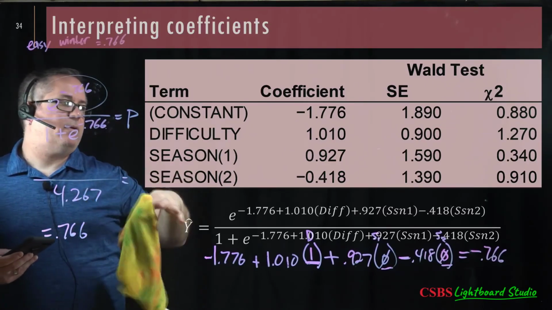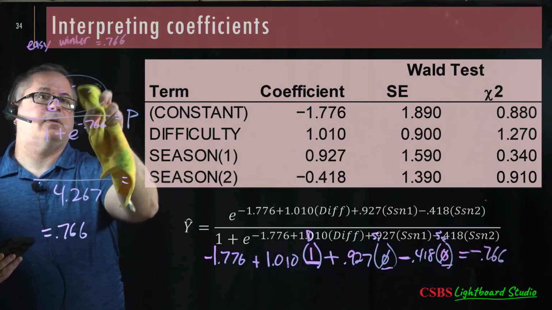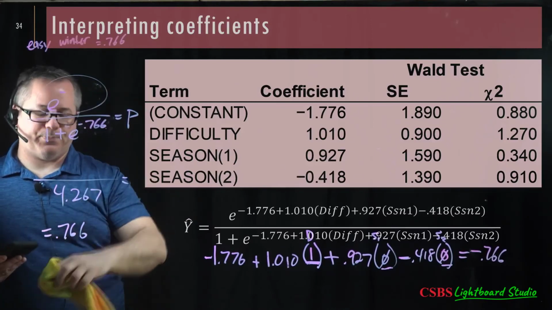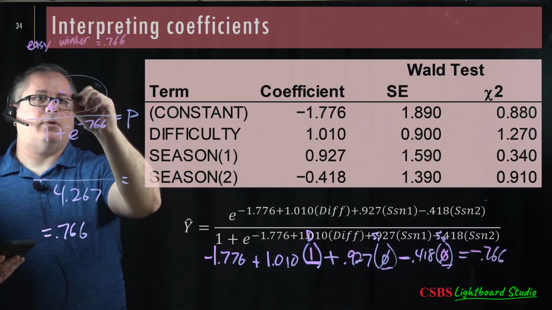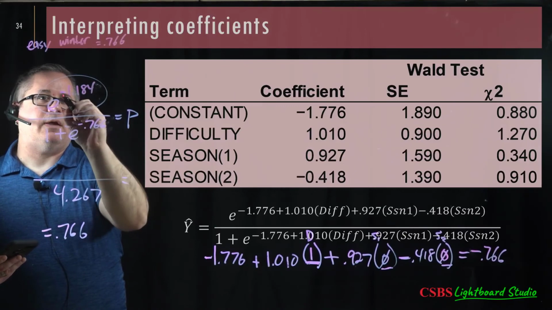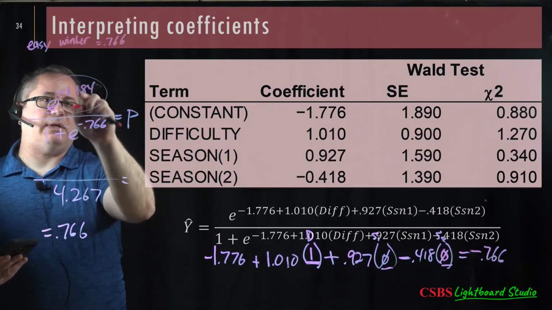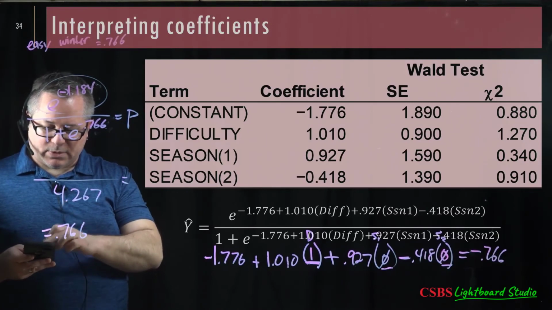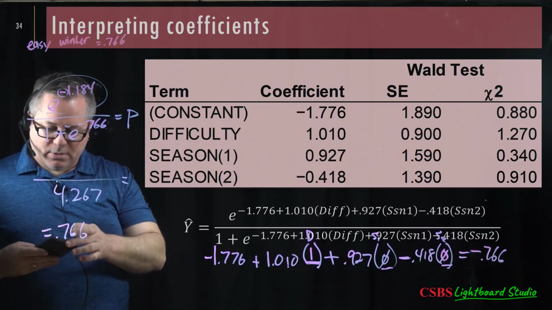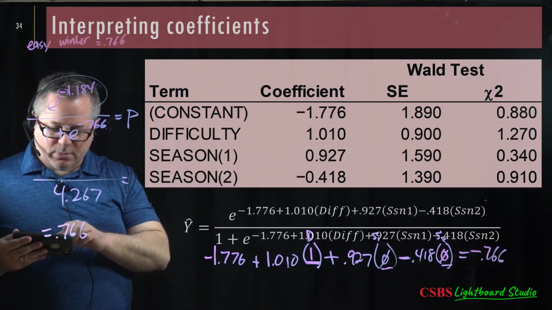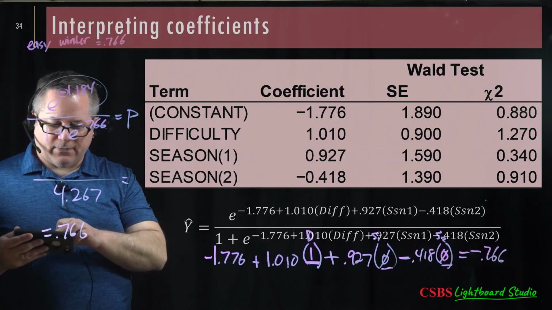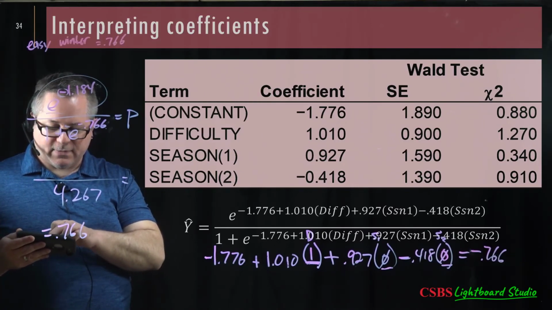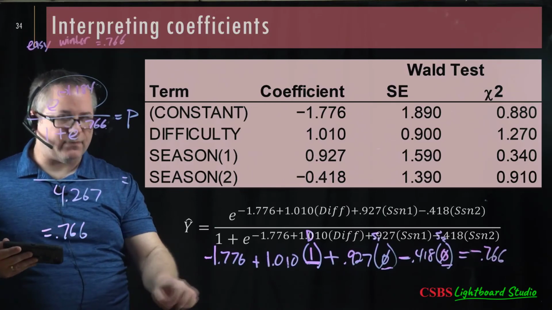E raised. Say again. 1.184. 1.184. I forgot the negative. I went e raised to 1.184, which is a very different number. So hold on one second. Negative 1.184, e raised to that, is a very different number.